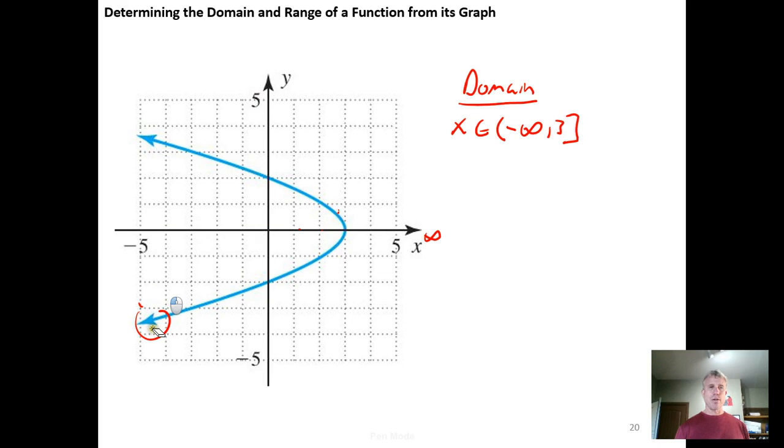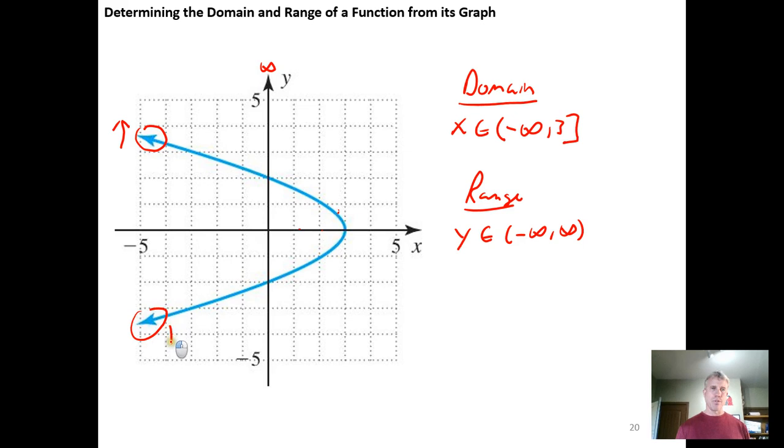And then the y values, or the range, are actually going to run from negative infinity to infinity in this case, because this arrow has a vertical component that's going towards positive infinity with respect to the y-axis, and this arrow here has a vertical component that's going towards negative infinity with respect to the y-axis.